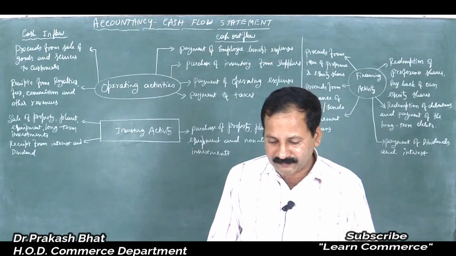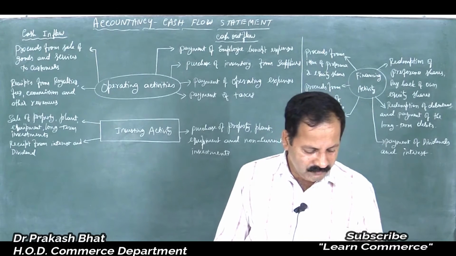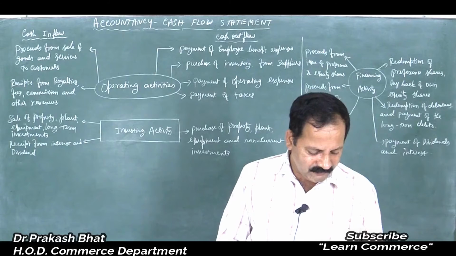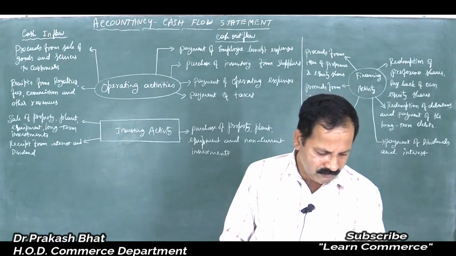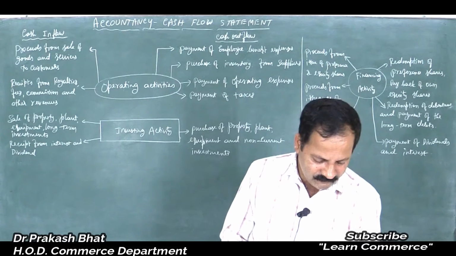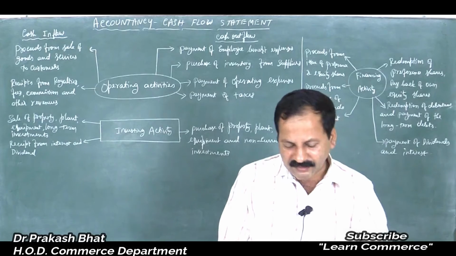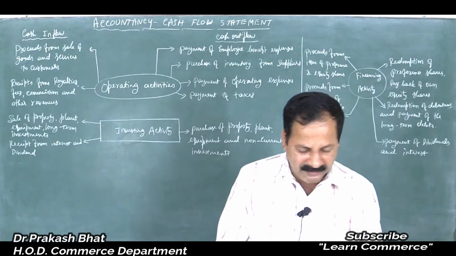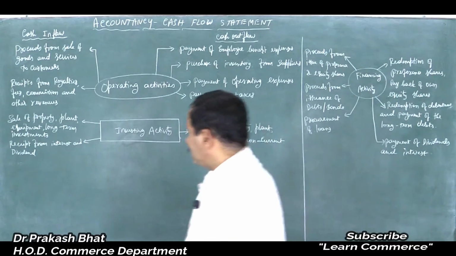Cash flow statement. Let me follow the format. You can write cash flow from operating activities. Cash flow from operating activity. Let me delete this.